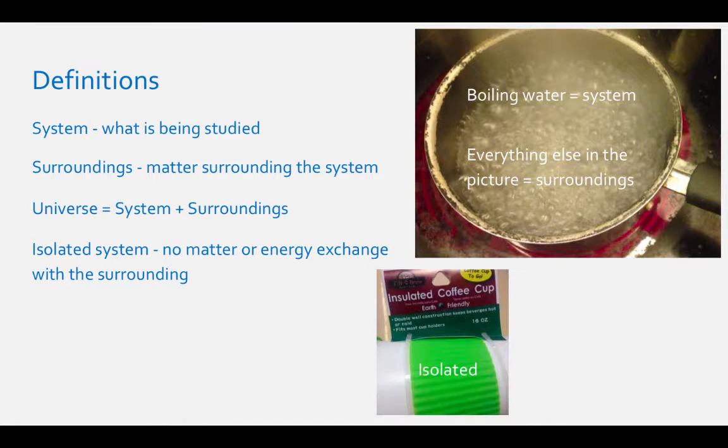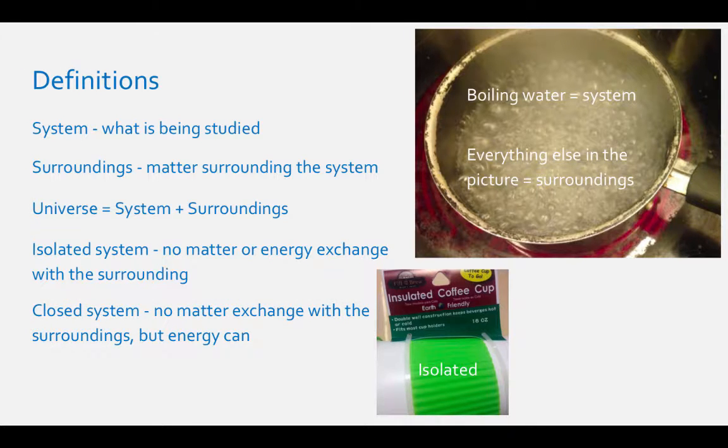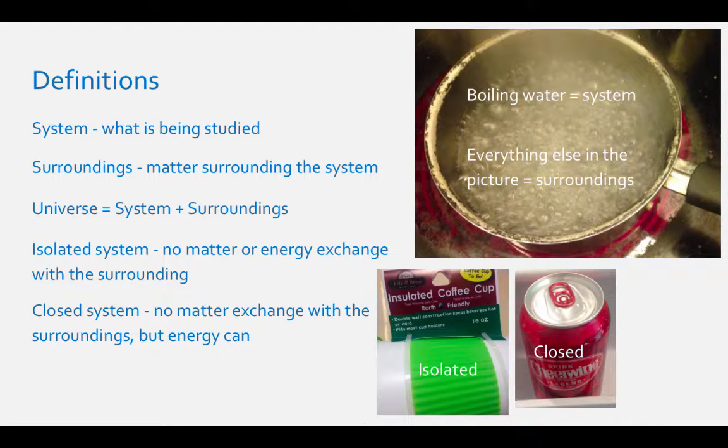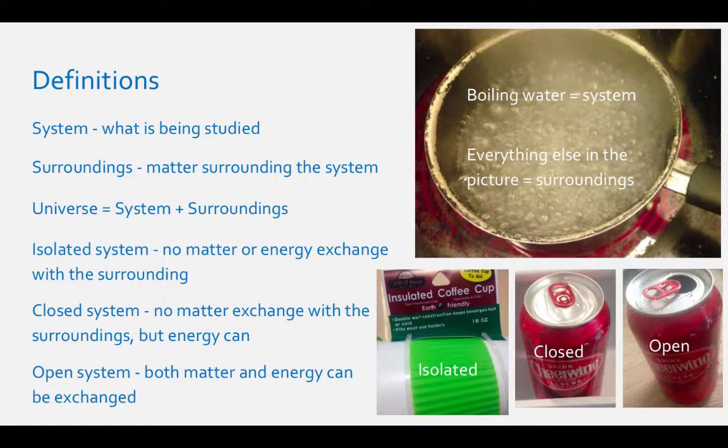Essentially, a thermos is an isolated system. A closed system cannot exchange matter, but it can exchange energy with its surroundings. An example of this is a closed soda can, because you can put the can in the refrigerator and it will get cold, a transfer of energy. An open system can exchange matter and energy with its surroundings. An open soda can is an example of an open system.